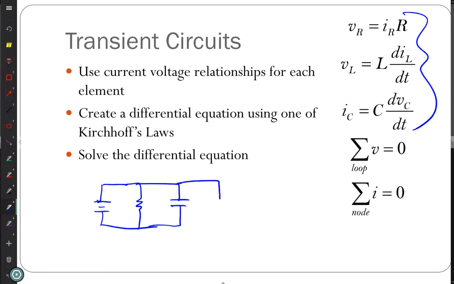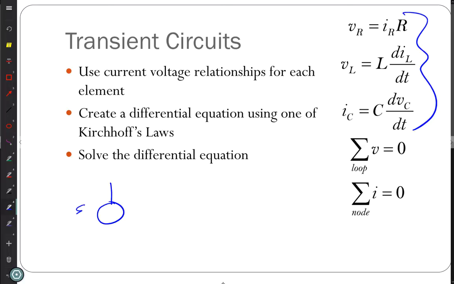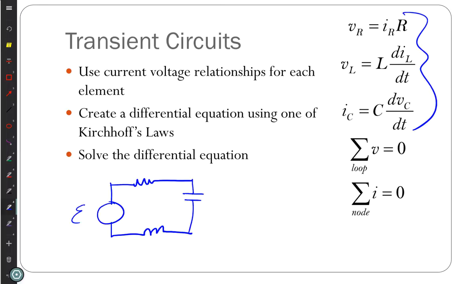If you have something that has an inductor as well, then you'd use Kirchhoff's current law for a node. If you have something that's a loop, which is what I'm going to do, because it's what I always do, because it's a loop, then you would use Kirchhoff's voltage law.